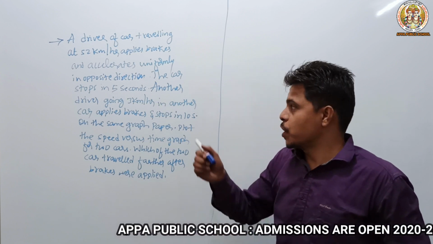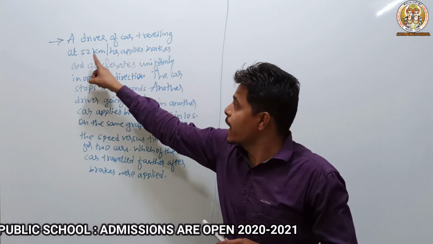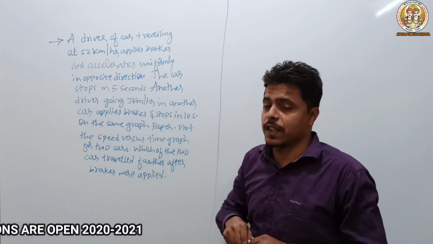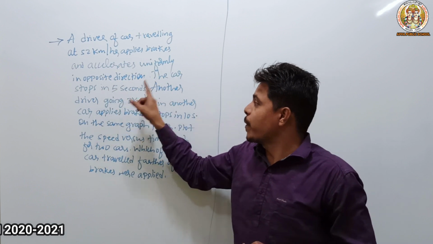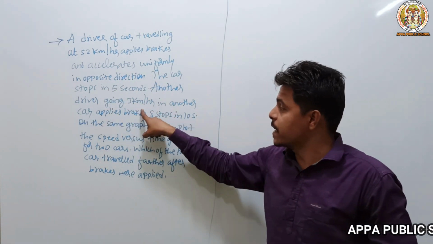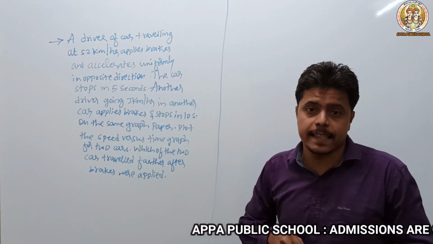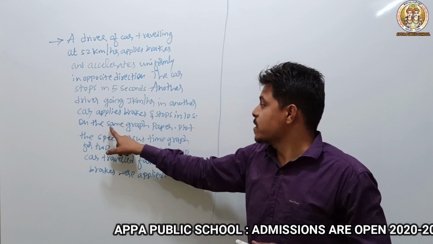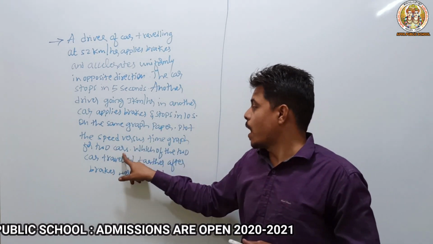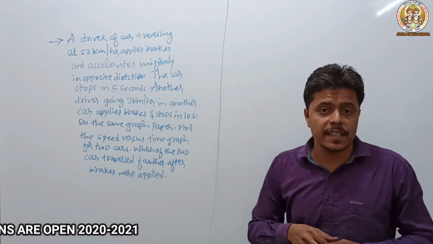Okay, here we got one more question from the exercise. A driver of a car traveling at 52 km per hour applies brakes and accelerates uniformly in the opposite direction. The car stops in 5 seconds. Another driver going with 3 km per hour in another car applies brakes and stops in 10 seconds. On the same graph paper, plot the speed versus time graph of the two cars. Which of the two cars has traveled further after the brakes were applied?